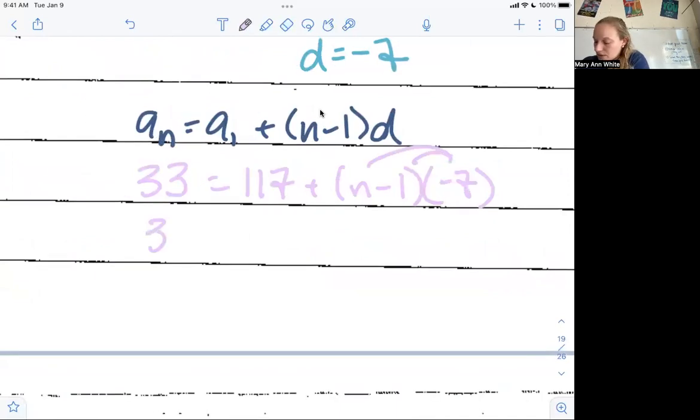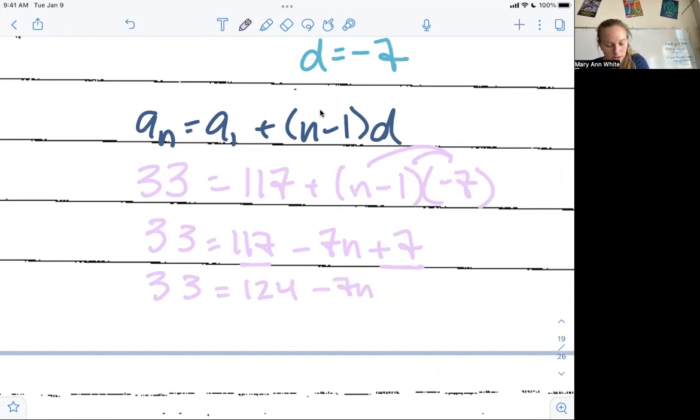Multiply by negative 7, so I get 33 equals 117 minus 7n plus 7. I'm going to add those two together before I subtract them from both sides. So 117 plus 7 is 124. Hope that's right. Yeah, that would have been embarrassing. Subtract that from 33, which is negative 91 equals negative 7n. And then I divide that by negative 7, and I get n equals 13.